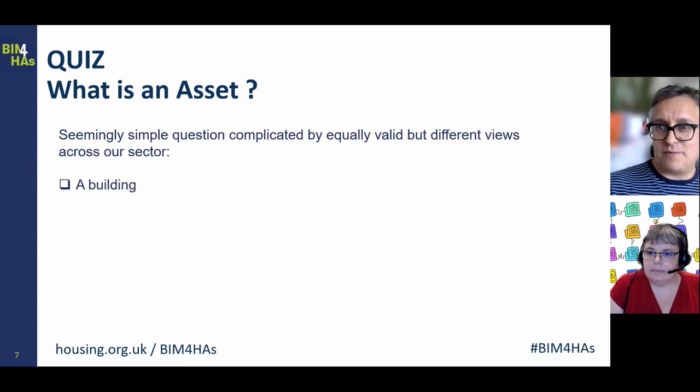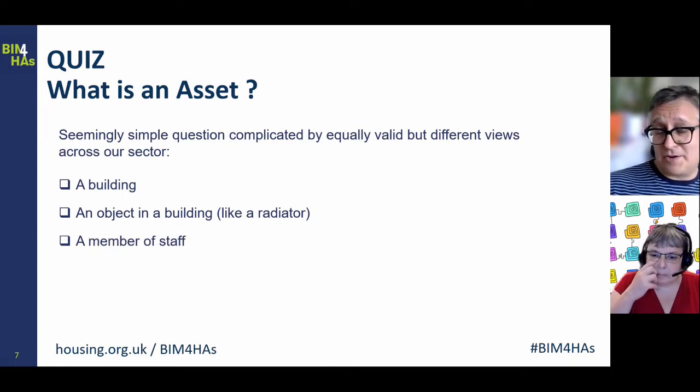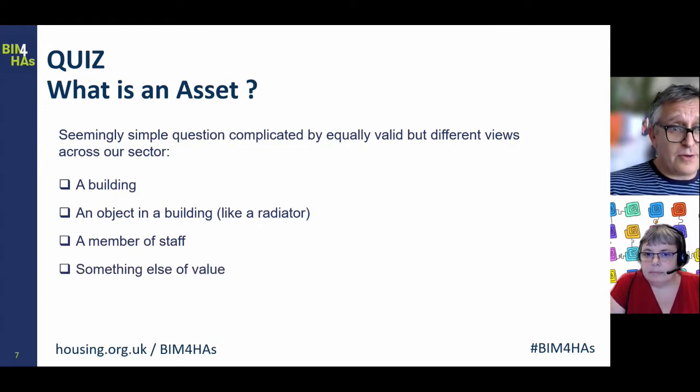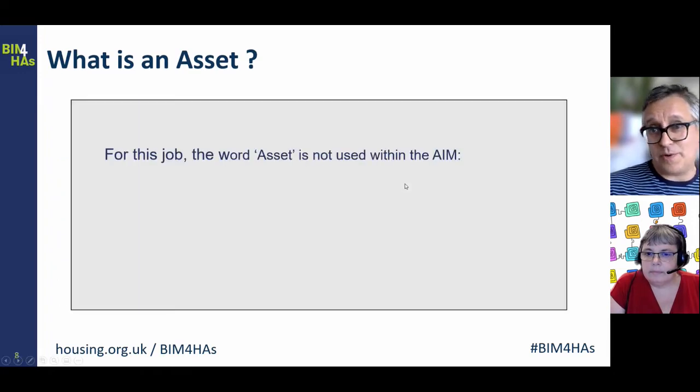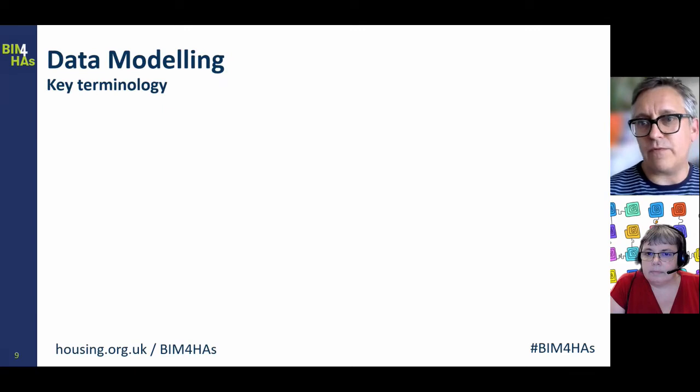But everybody's got a different view on this. So is it a building? Is it an object in a building like a radiator? Could be a member of staff. You've got a good member on your team, they'll certainly be an asset. Is it something else of value, or is it all of the above? For the purposes of this discussion, it is not really any of those. It's very specific. It's the buildings or properties, and objects are components. It's buildings and objects, and those are the things that you need to manage your assets effectively.